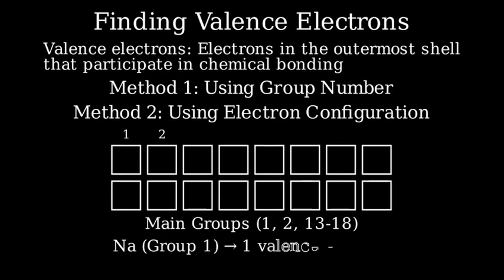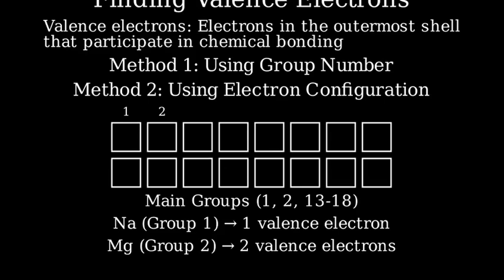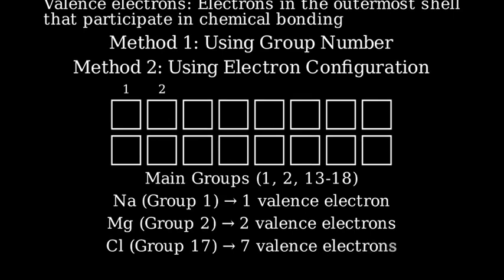Take sodium, Na, in group 1. It has 1 valence electron. Magnesium, Mg, in group 2 has 2 valence electrons. And chlorine, Cl, in group 17 has 7 valence electrons.